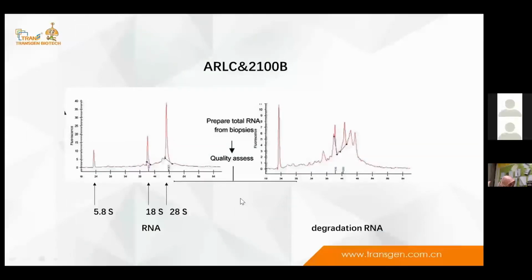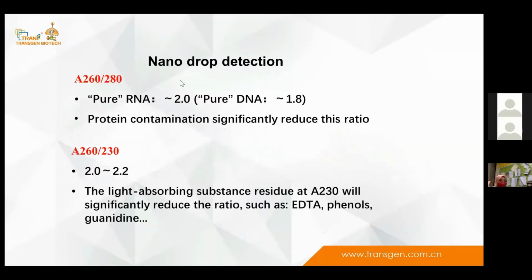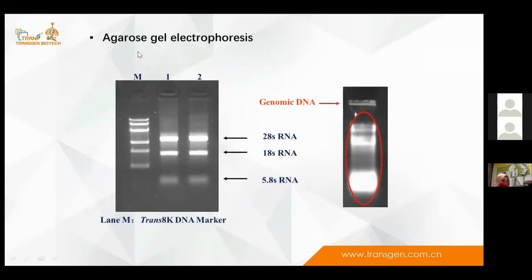These machines are very expensive, so if we have to focus on the integrity of the RNAs, we have to use this one. Usually, when we do next generation sequencing, we do the RNA library prep, and we have to use these Agilent 2100 systems. But for qPCR, this one is too expensive. We can just use the NanoDrop detection and agarose gel electrophoresis, and we can do very good quality control of the RNAs.